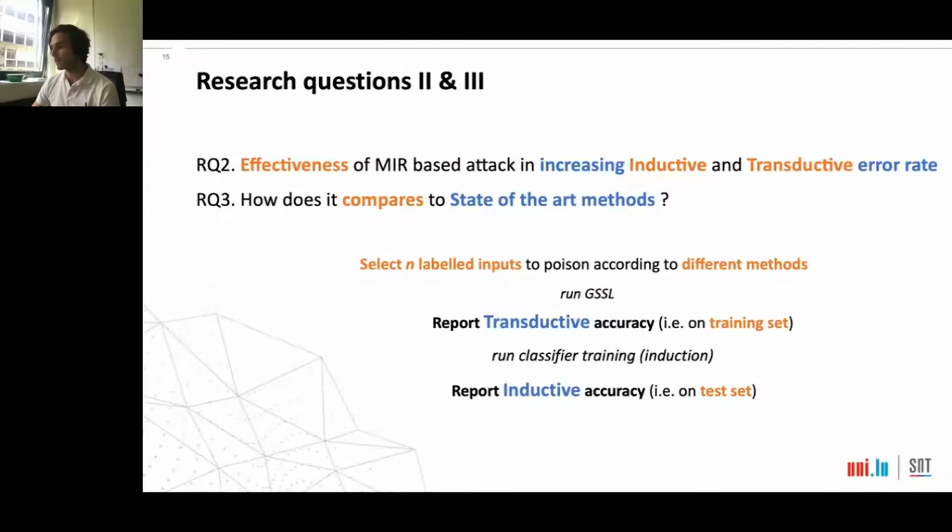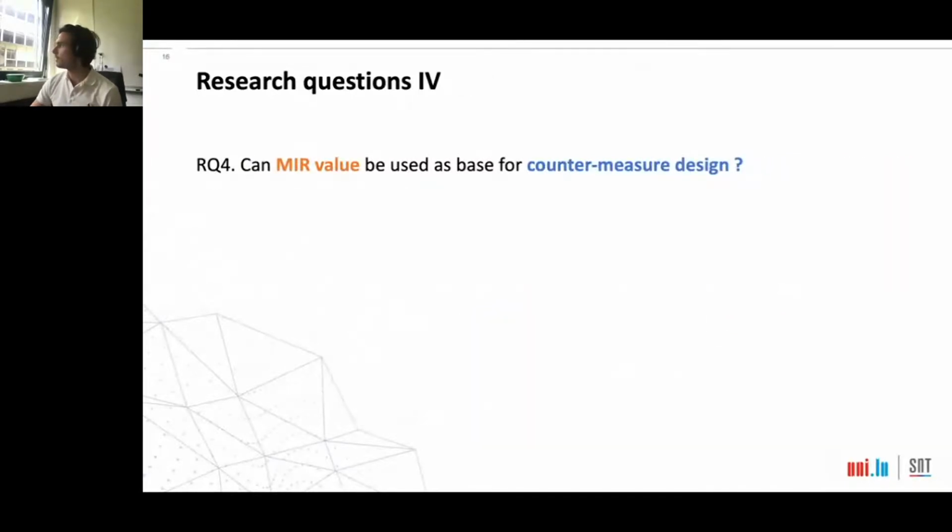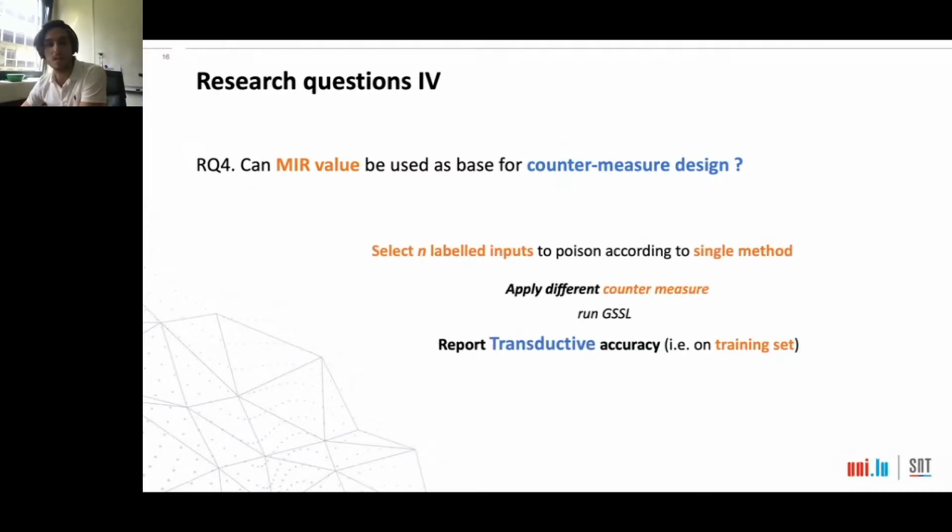Finally, as our goal was not to worsen the life of SSL algorithms but to make them better, we wanted to see if the MIR value can be used to design countermeasures. How did we do that? We selected n labeled inputs to poison, as in the previous research question, according to a single method. We apply different countermeasures, one of which is based on the MIR value. We run the graph SSL and we plot the transductive and inductive accuracy to see if there is some mitigation of the effect.